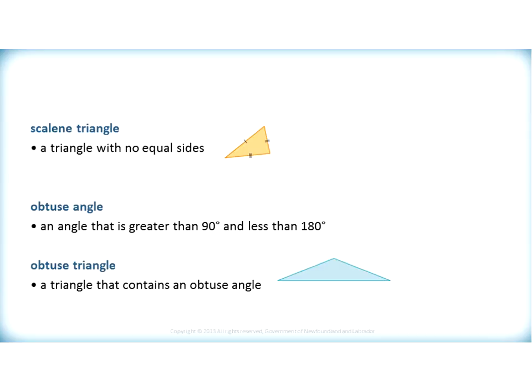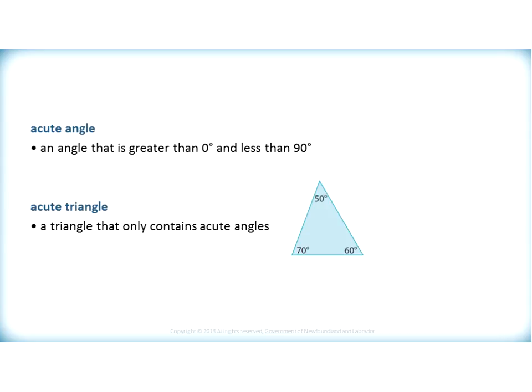We also have to look at the triangles in terms of their angles. An obtuse angle is an angle that is greater than 90 degrees and less than 180. And an obtuse triangle contains one obtuse angle. An acute angle is an angle that is greater than 0 but is less than 90 degrees. And an acute triangle will only contain acute angles.